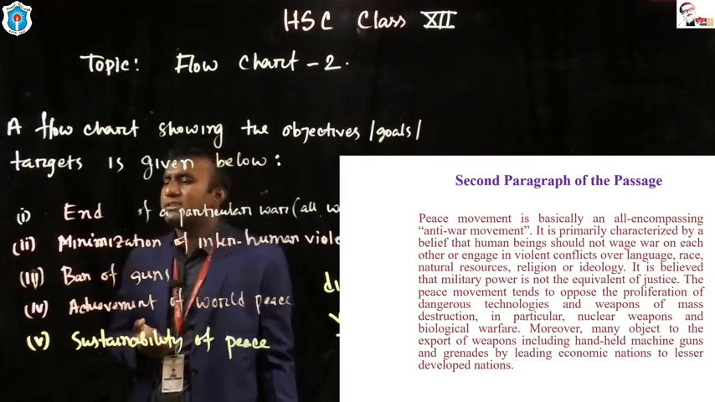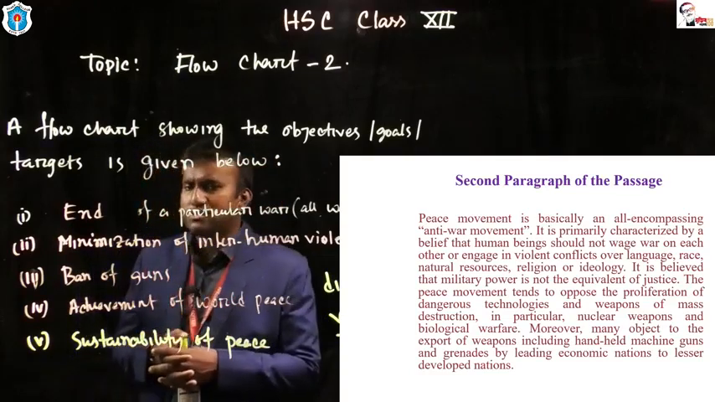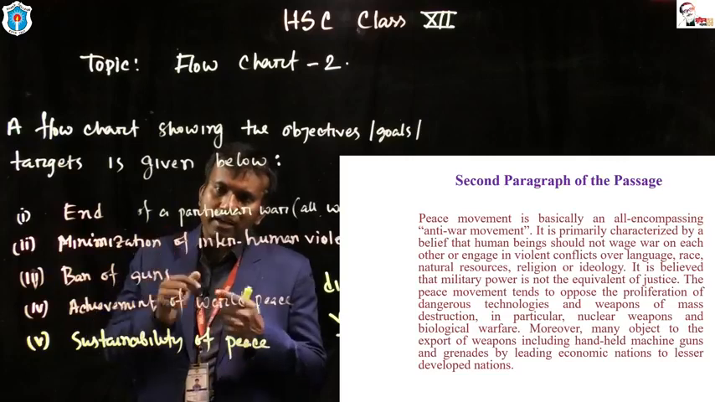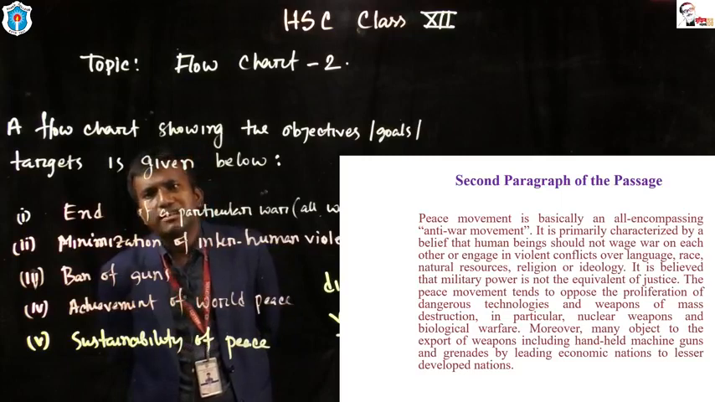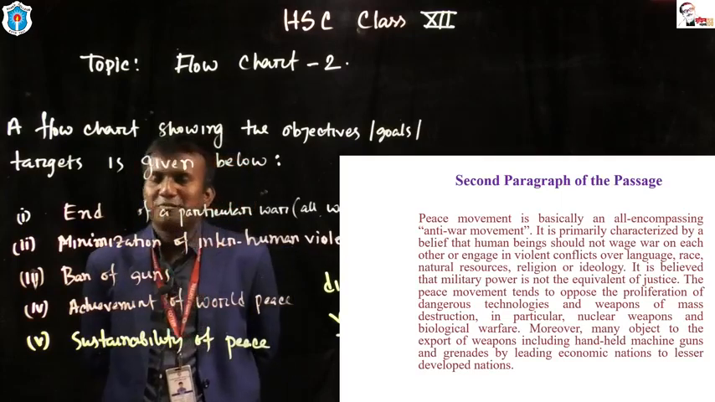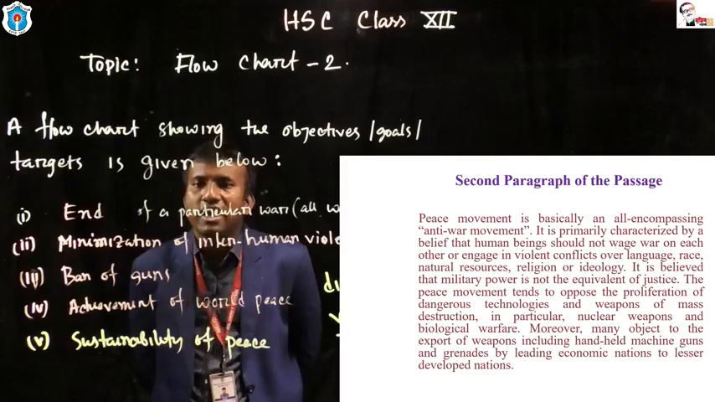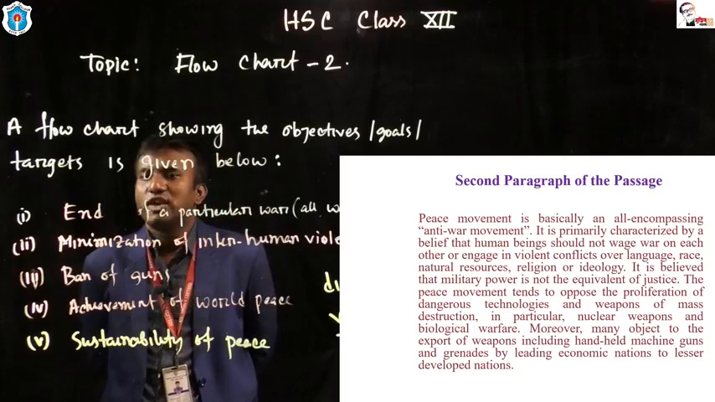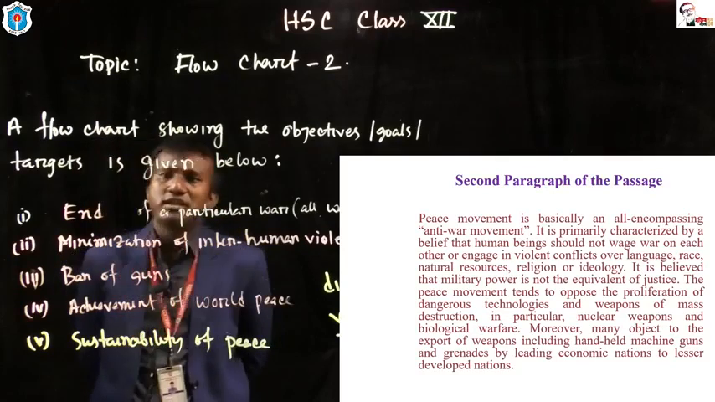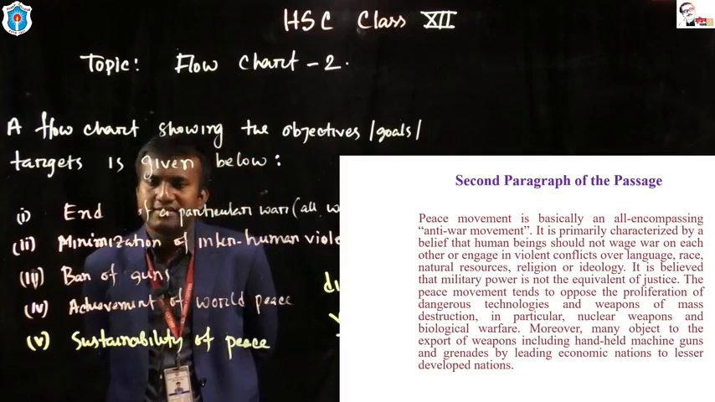It is believed that military power is not the equivalent of justice. What does it mean, dear students? I can say that with military power, it is not possible to ensure peace. With military power, we are not able to ensure peace. That's why we can say military power is not the equivalent of justice. If you think that with guns, with weapons, or with military power, you will ensure peace in a certain place, it is totally wrong.